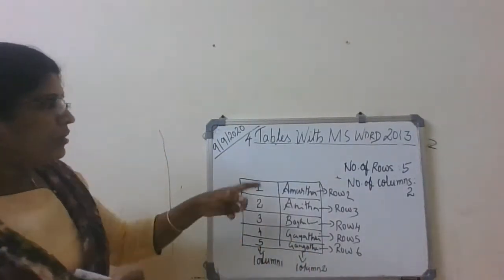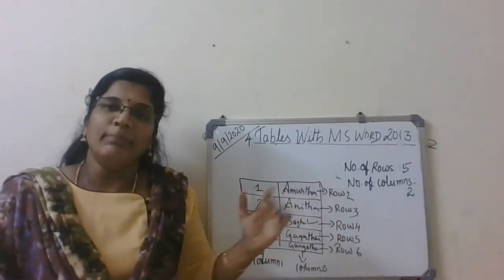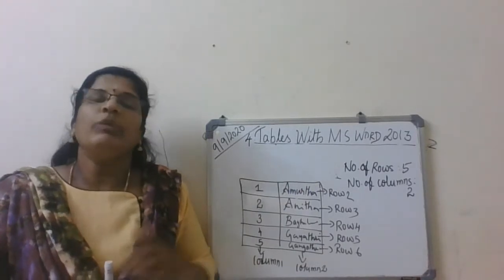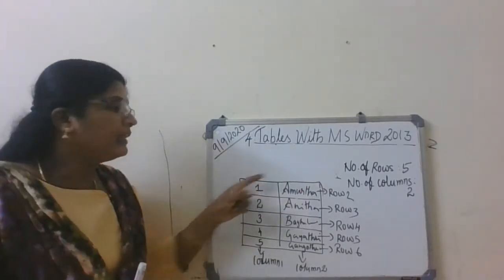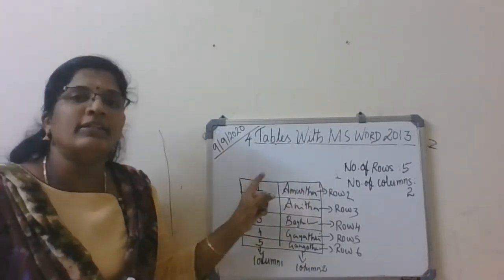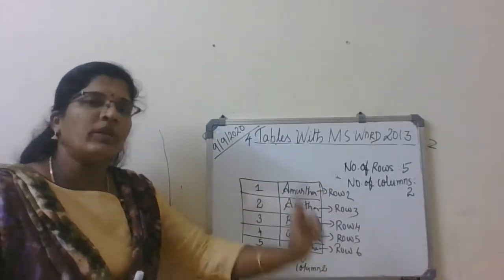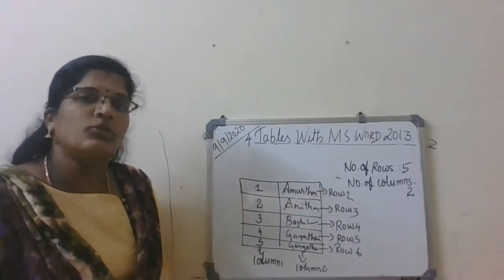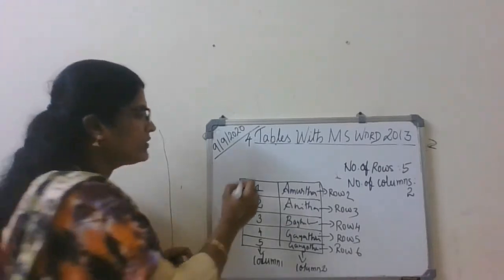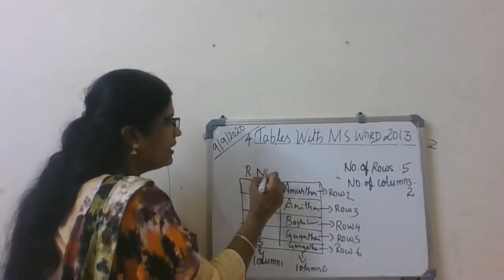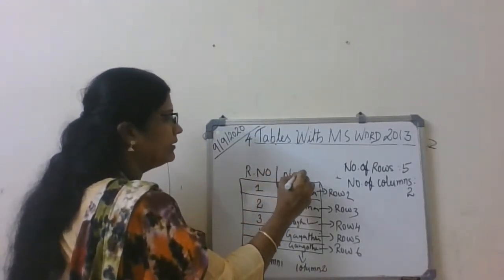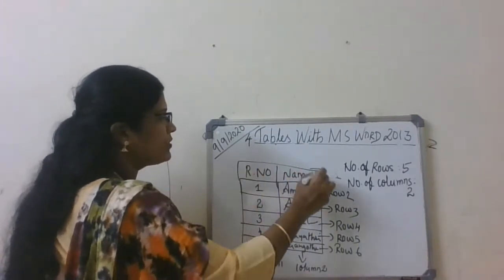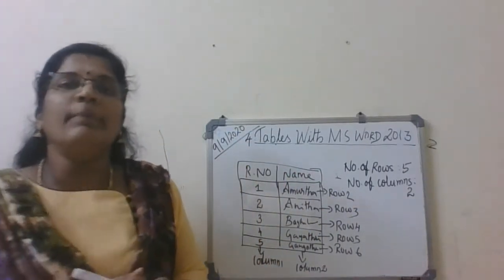Okay. So do you call it a complete table? We won't call it a complete table because the table does not have headings. So we need a caption. This is roll number and this is name. They are called captions. Then only the table will become complete.